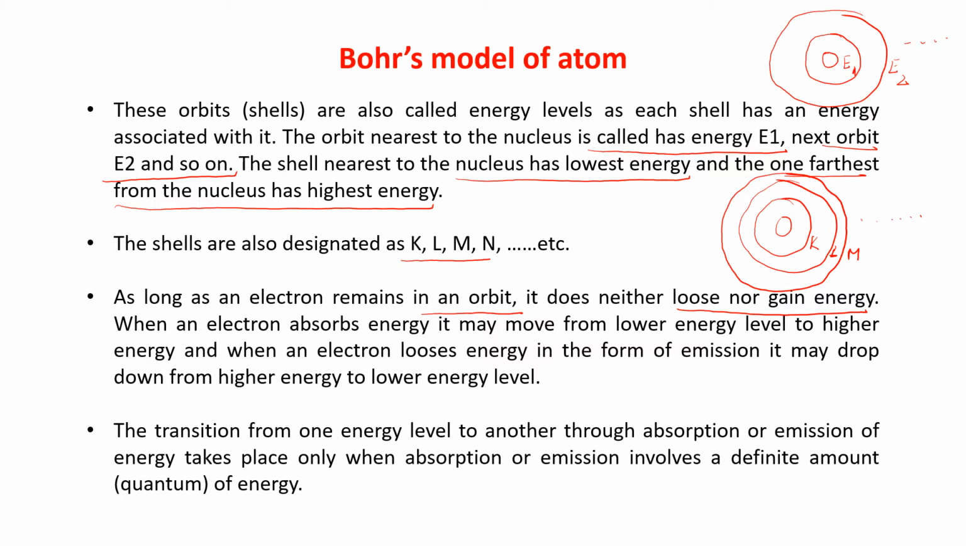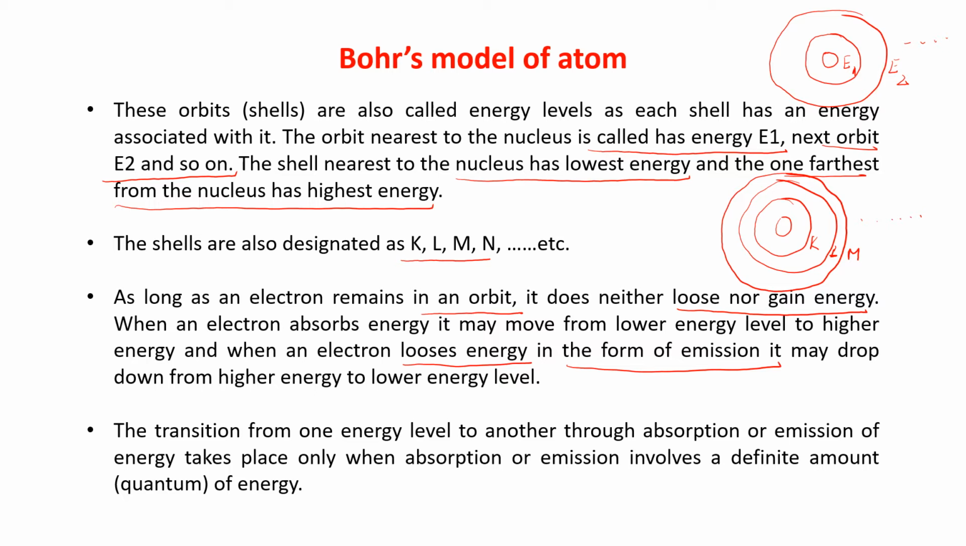And similarly, when an electron loses energy in the form of emission, it is emitting energy, then it may drop down from higher energy level to lower energy level. So just the reverse of the previous one. Suppose an electron is moving in M shell and it is emitting some amount of energy, then it may drop down from M shell to L shell. Okay, because M is in the higher energy level than the L.